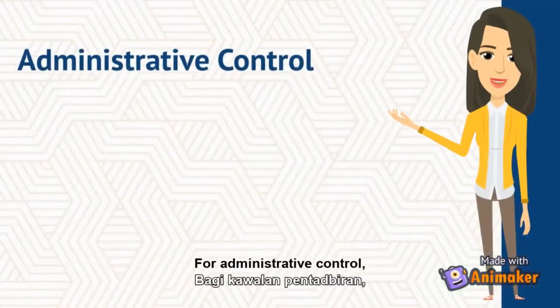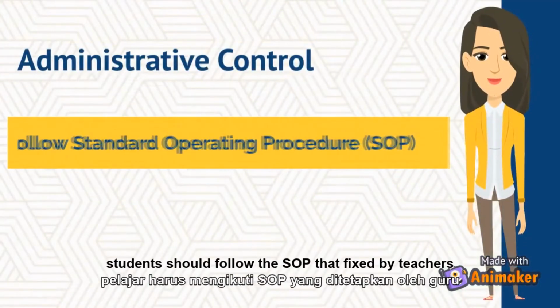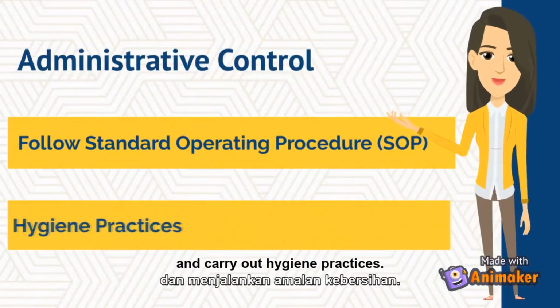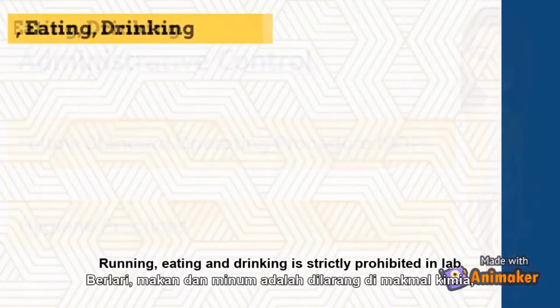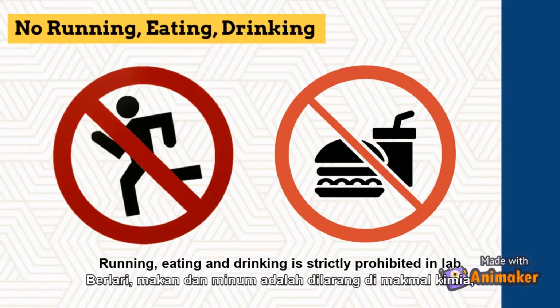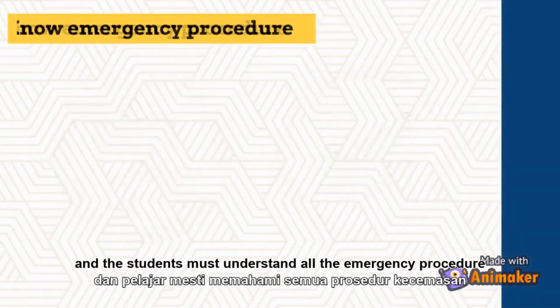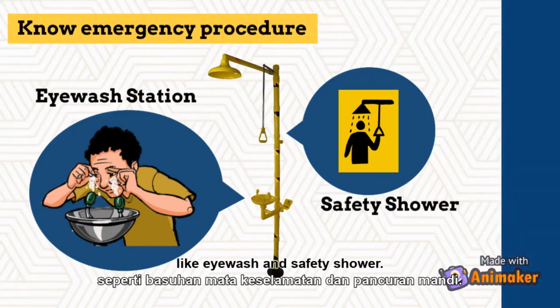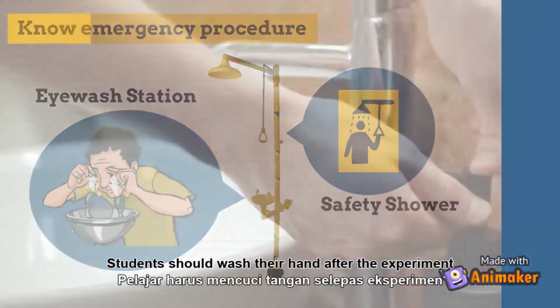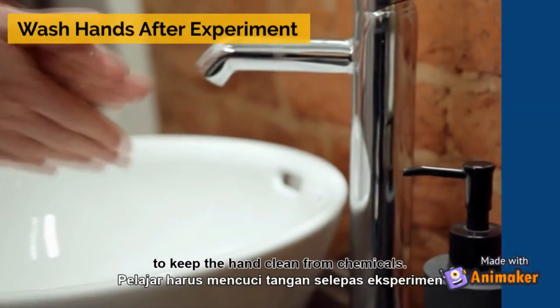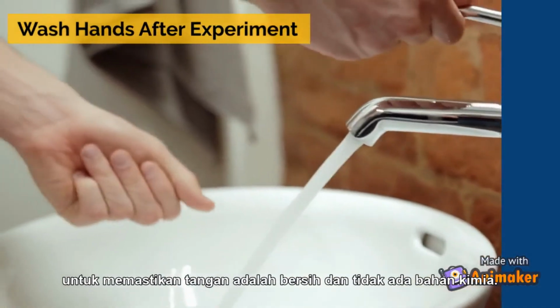For administrative control, students should follow the SOP that is fixed by teachers and carry out hygiene practices. Running, eating, and drinking are strictly prohibited in the lab, and students must understand all the emergency procedures like the eye wash and safety shower. Students should wash their hands after the experiment to keep them clean from chemicals.